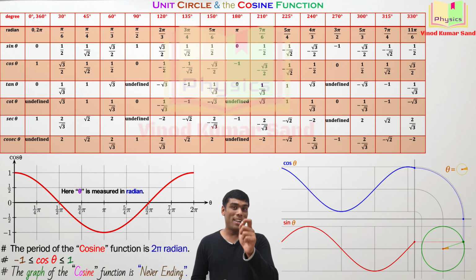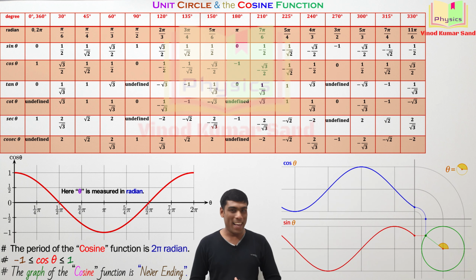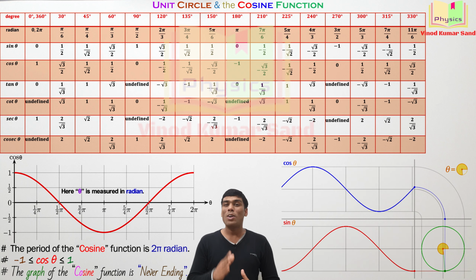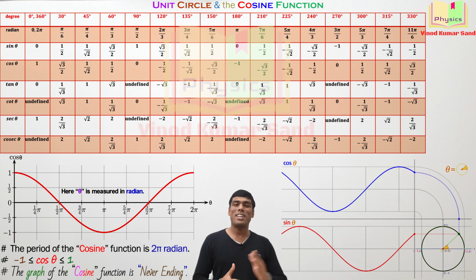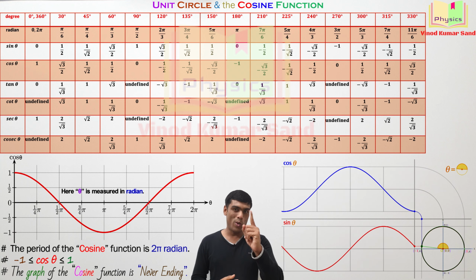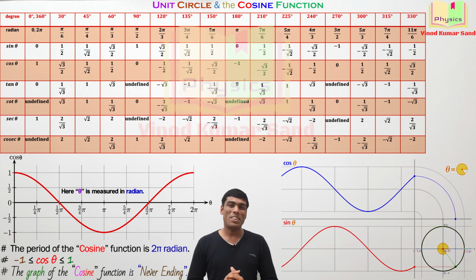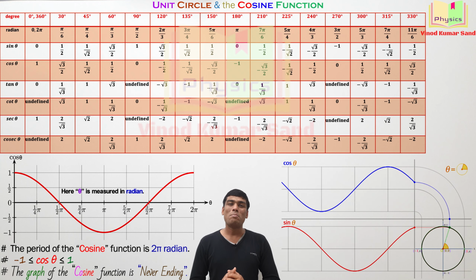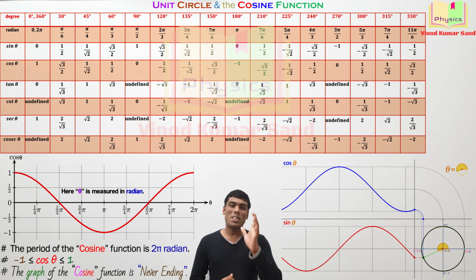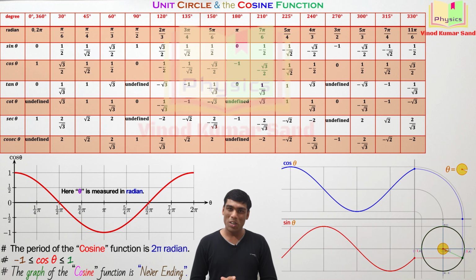Correct. We obtained the value of the cos function using the x coordinate of the unit circle. And what was the maximum possible x coordinate of that unit circle? 1. What was the minimum possible x coordinate of that unit circle? It is minus 1. The cosine function is also a periodic function.